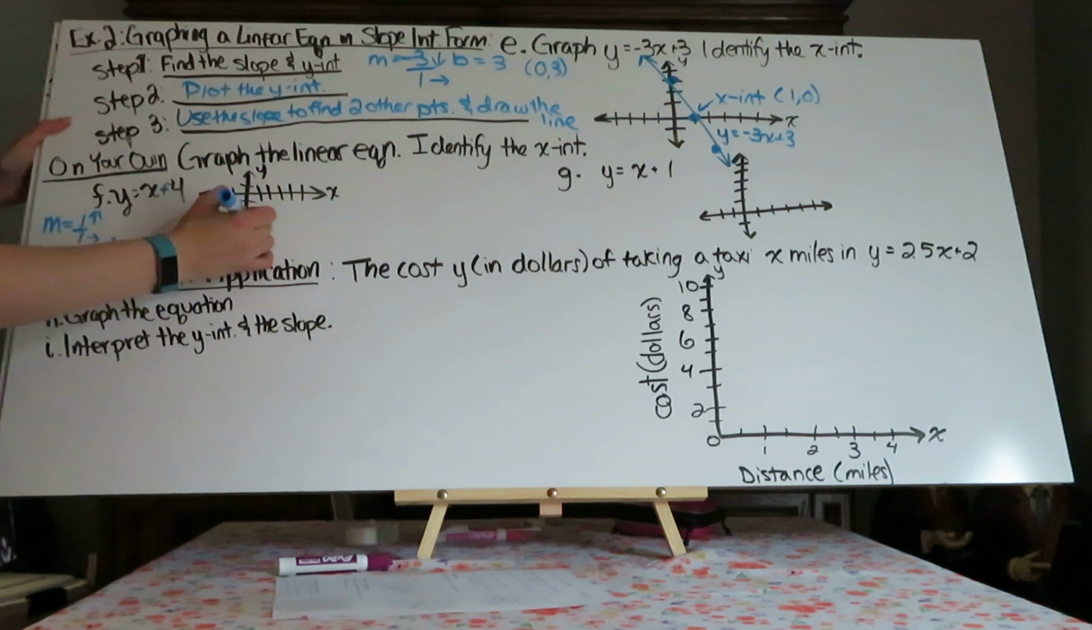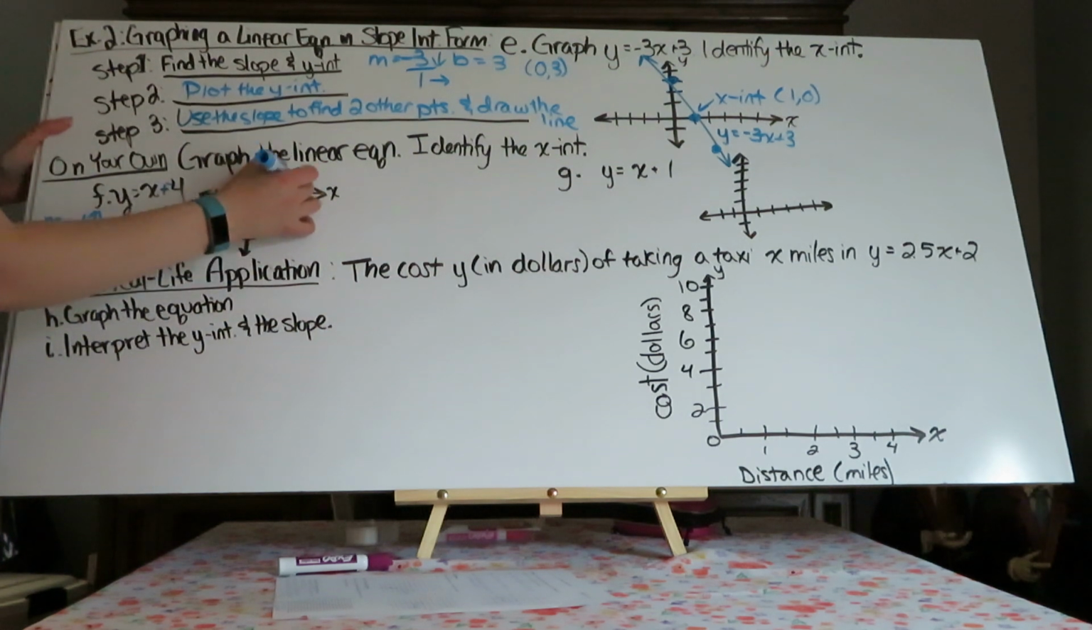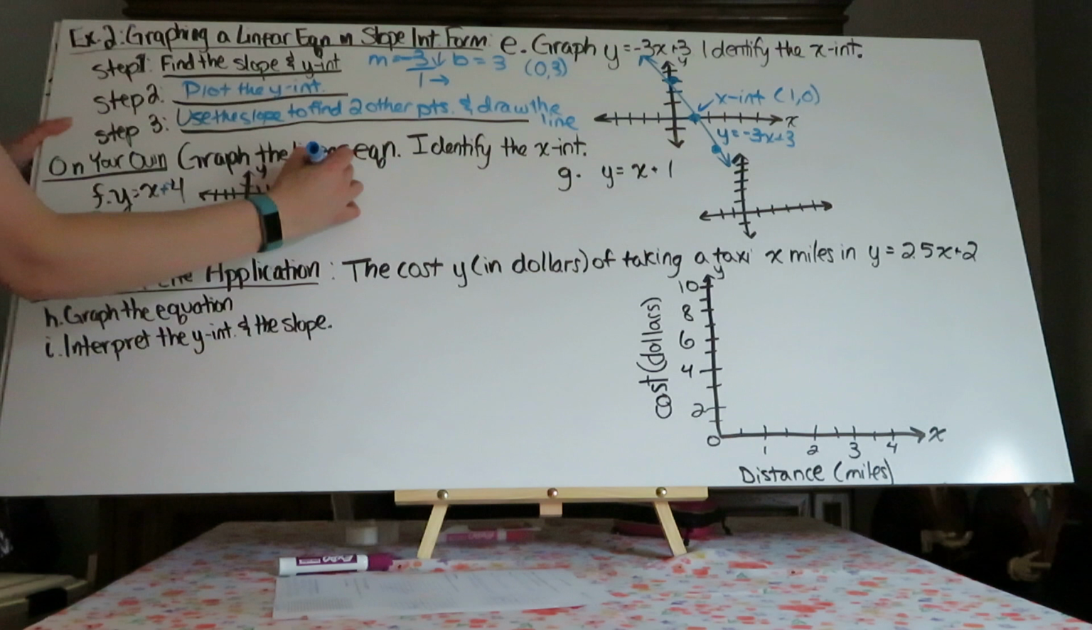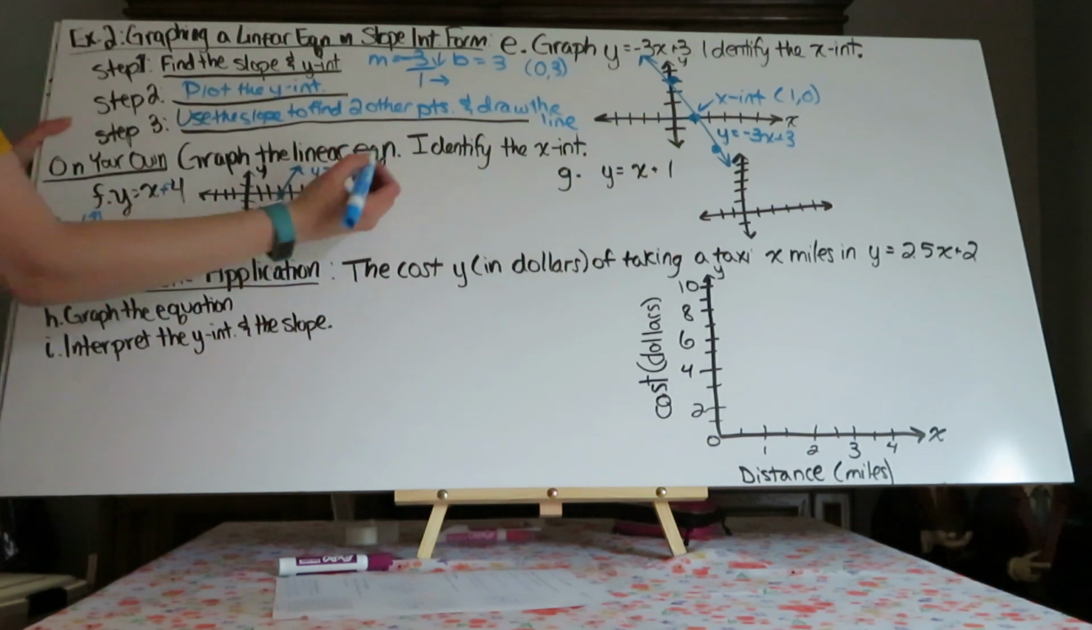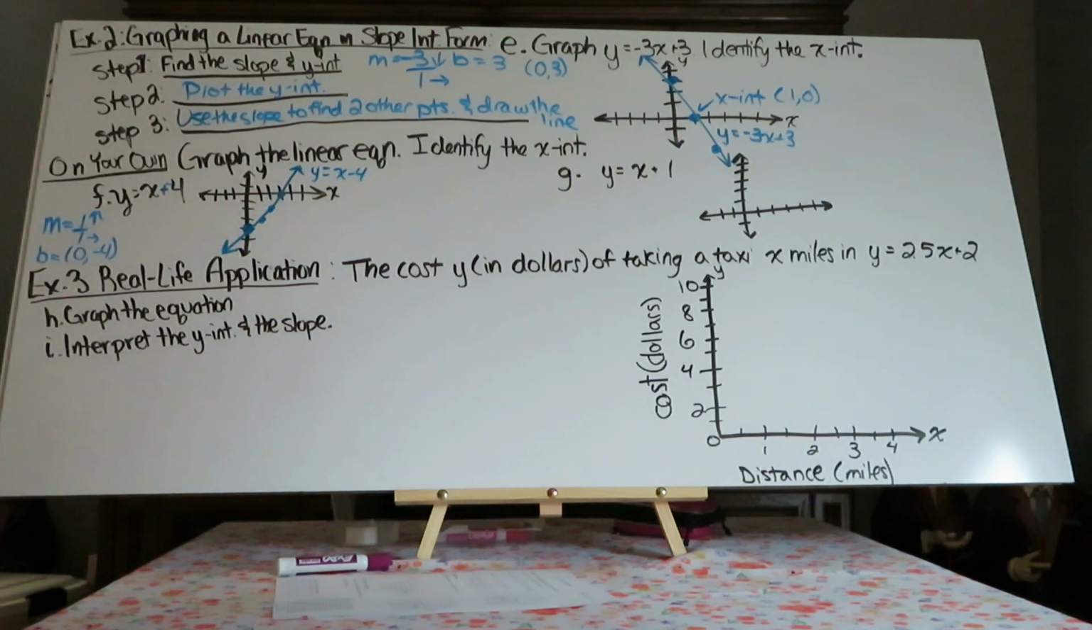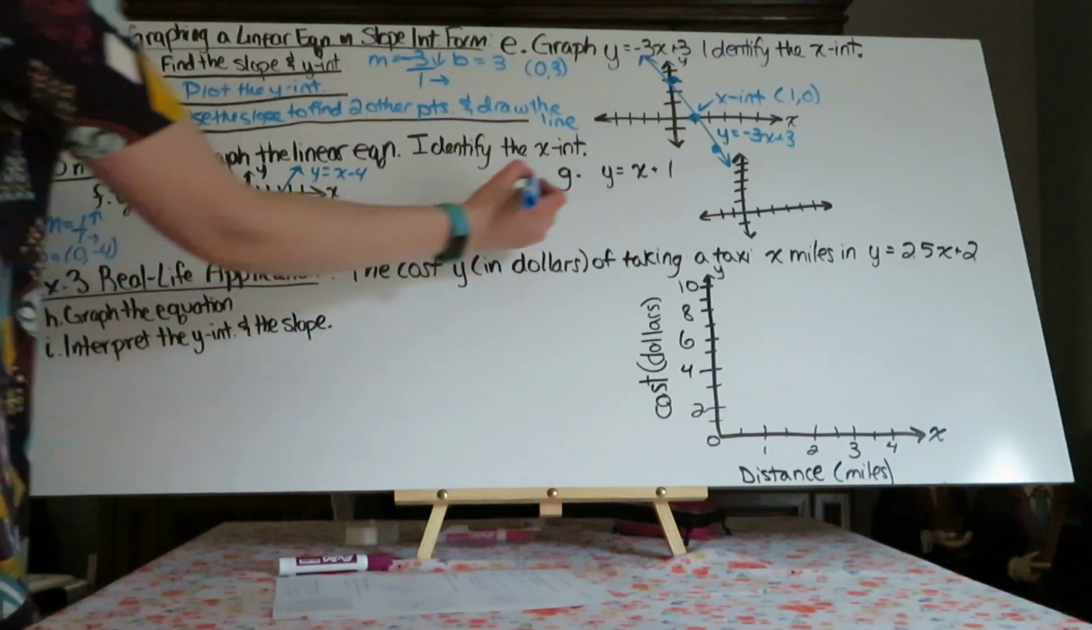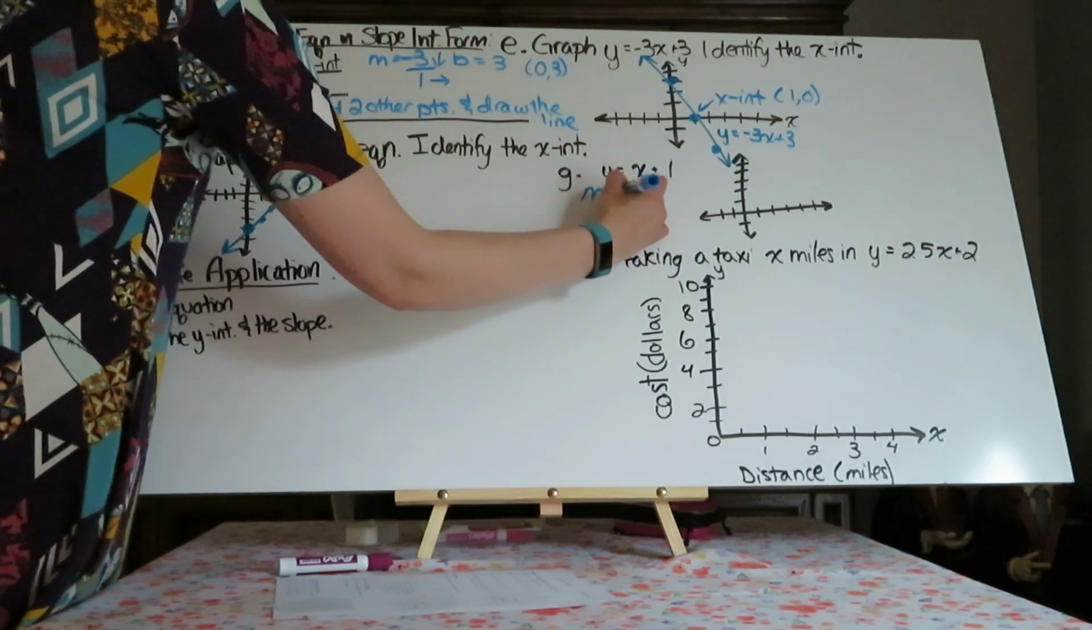So that way I can go to (0, -4), then 1, 2, 3, 4. And then I'll go up 1 to the right 1, up 1 to the right 1. You could keep doing this till your heart's desire, but really 3 points is enough. And lastly, I'm going to label that y equals x minus 4. All right, perfect.